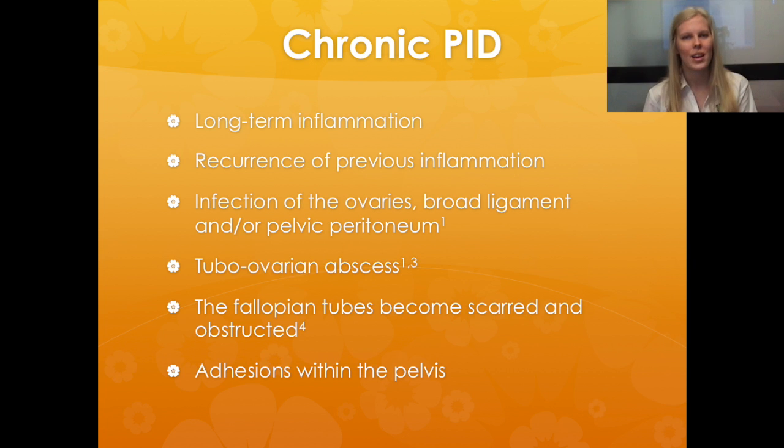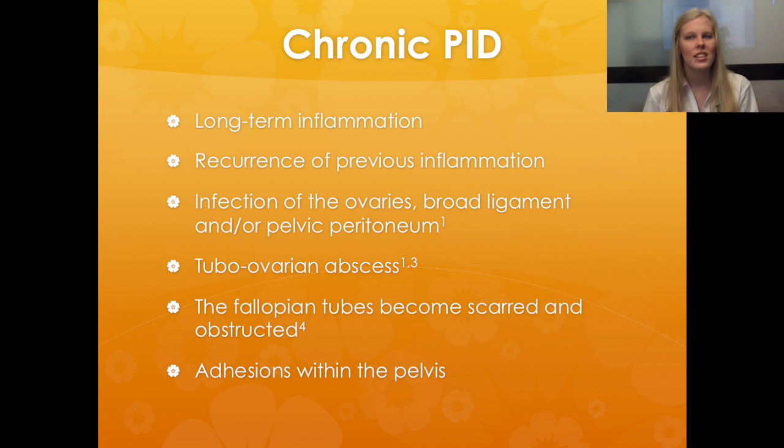Late in the progression of PID, a tubo-ovarian abscess can develop, which complicates the treatment process. If diagnosis is delayed or PID is left untreated, the fallopian tubes can become scarred and obstructed. This increases the risk of ectopic pregnancy and infertility, as egg transport can be impaired. Adhesions within the pelvis can also result from lack of treatment and cause chronic pelvic pain.